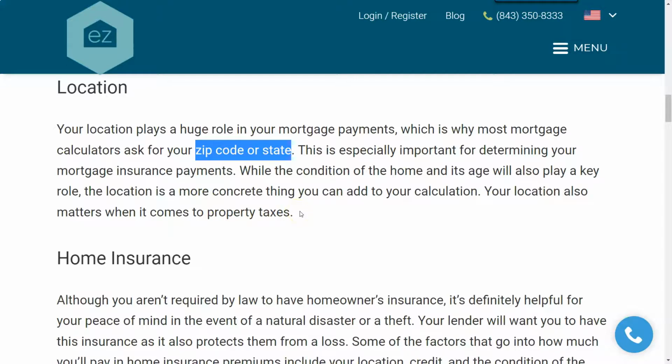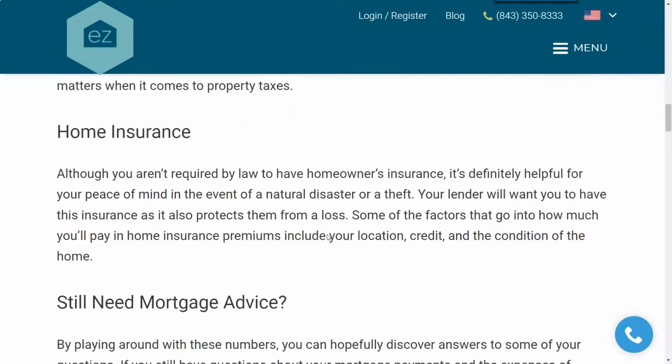So this is especially important for determining your mortgage insurance payments, while the conditions of the home and its age will also play a key role. The location is a more concrete thing you can add to your calculation. Your location also matters when it comes to property taxes, like I said there.